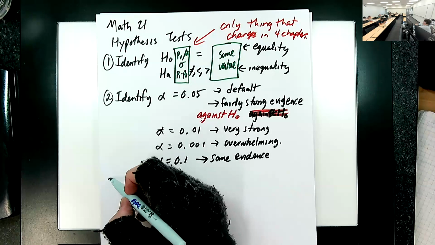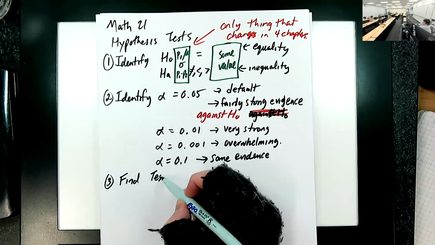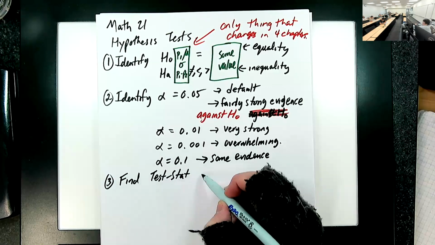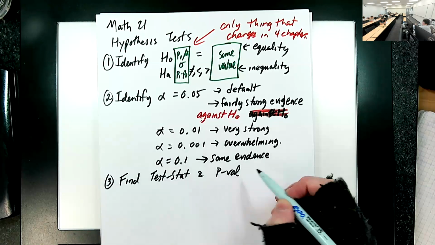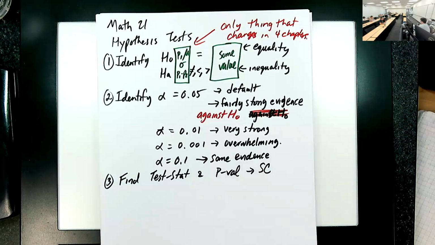Step 3, find your test stat and p-value. This we'll be doing in StatCrunch, of course.